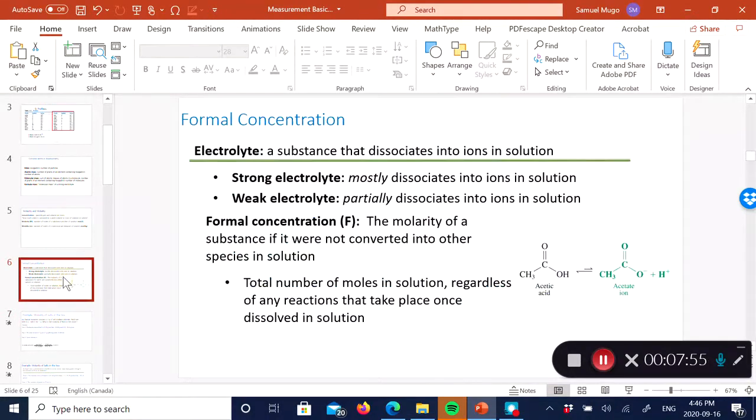And we're going to talk a lot later on about weak acids that only dissociate partially. But again, I emphasize the formal concentration F is the molarity of a substance if it were not converted to other chemical species. So it is mainly used for strong electrolytes.